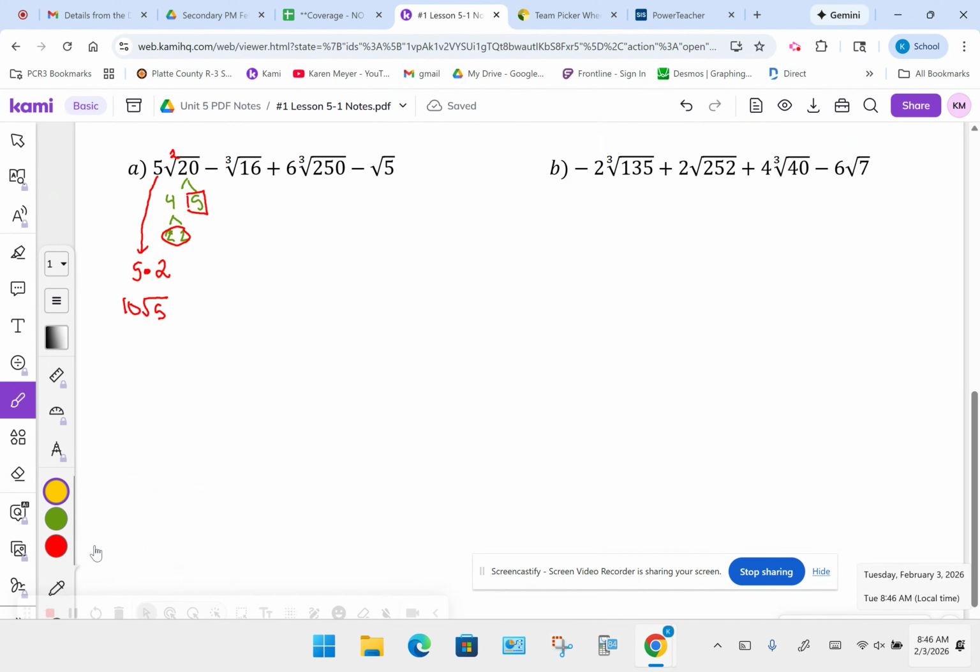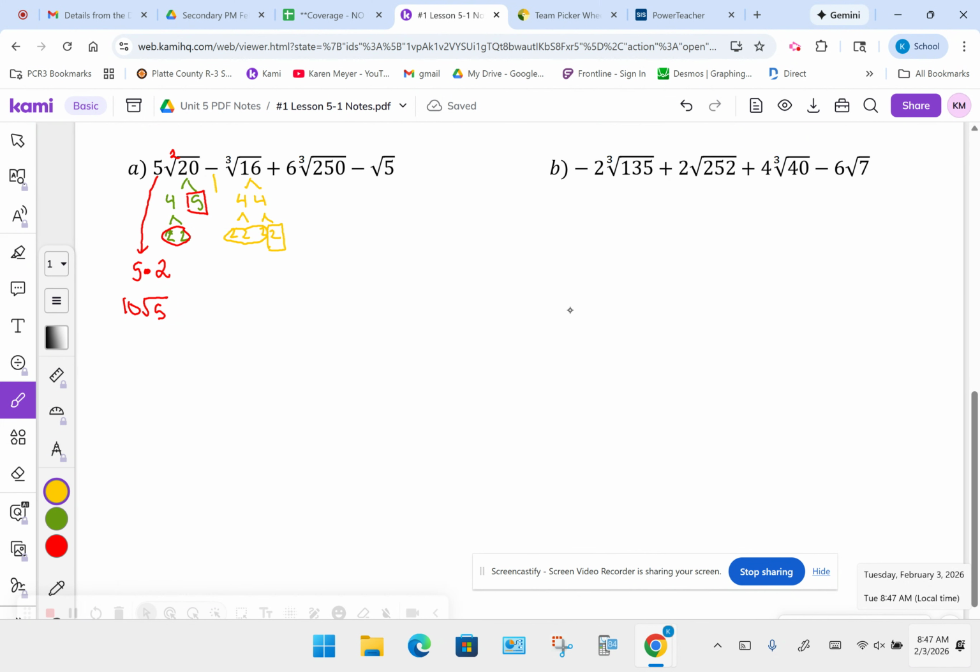So 5 square root of 20 changes into 10 square root of 5. Now go to the next term, and we have 16 underneath, so let's break that down into 4 and 4, and then each 4 goes to 2 and 2. This time my index number is a 3, so we're looking for a group of 3, and I have 3 2s, and then I have an additional leftover 2.